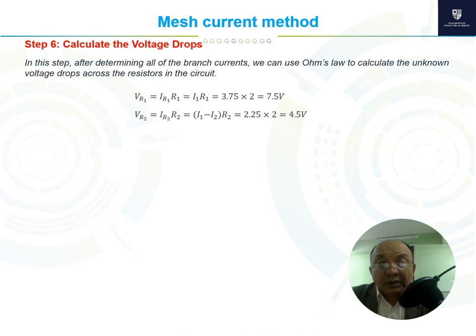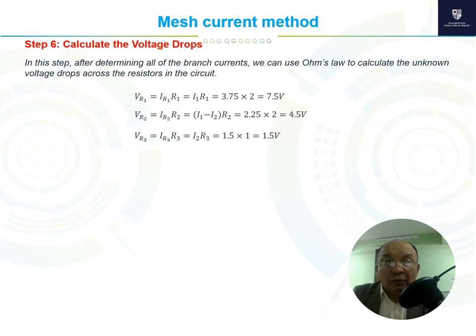VR2 is IR2 times R2, or I1 minus I2 times R2. It will be 2.25 times 2, it will be 4.5 volts. And the VR3 is IR3 times R3, or I2 times R3. 1.5 times 1, it will be 1.5 volts. So now we have all three voltages of our circuit diagram.